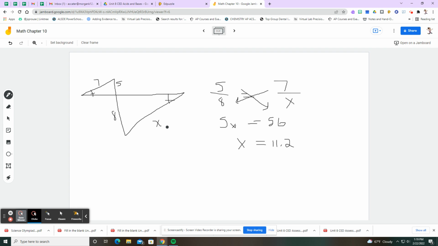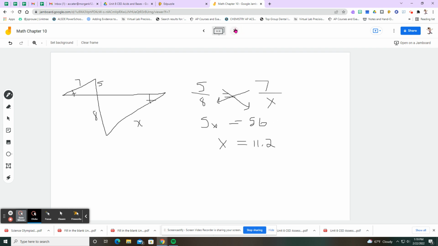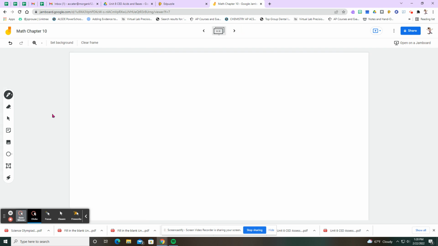So some other problems, more word type problems involving similar triangles. So this would be example 4. A man who is 6 feet tall is standing 10 feet from the base of a lamppost. The man's shadow has a length of 4 feet. How tall is the lamppost?